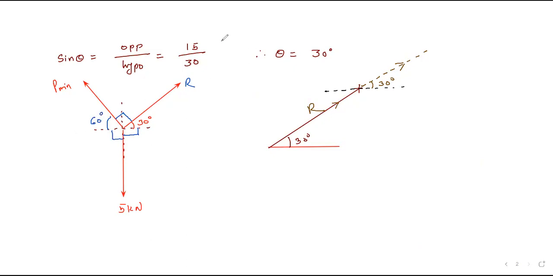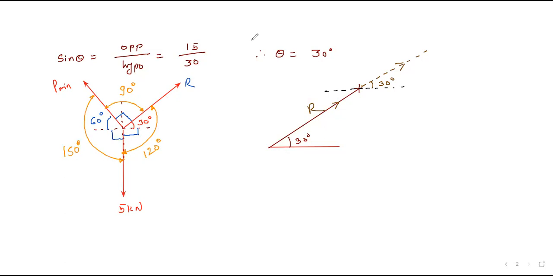Now we will see what are the angles between the forces. So between these two forces, between R and P minimum, the angle is 90 degree. Between R and this weight 5 kilonewton, what will be the angle? 90 plus 30, it is 120 degree. And then between this P minimum and this weight 5 kilonewton, what is the angle? It is 90 plus 60, 150. Okay, 150 degree is the angle. So these are the angles. Now we have got all the angles.